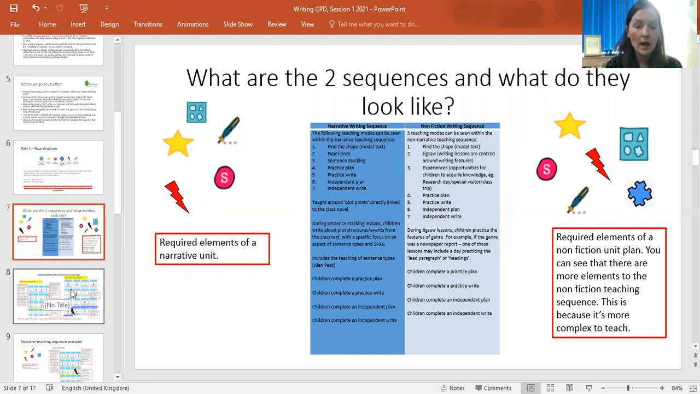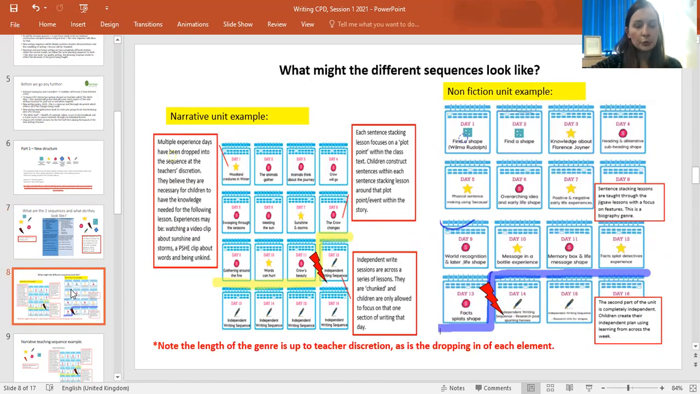Okay. As we move on then, we're now going to have a little look at a narrative unit example and a non-fiction unit example. So this is just a snapshot of what your planning sequence might look like, okay? Now, the first thing to mention here, because this is one that I snipped, is obviously you'd have your model text at the very, very beginning. But then you can see here, this one is a story, okay? So if we assume that this genre is a story that's being written, after the model text has been provided to the children, on the next day, you'd have your experience session.